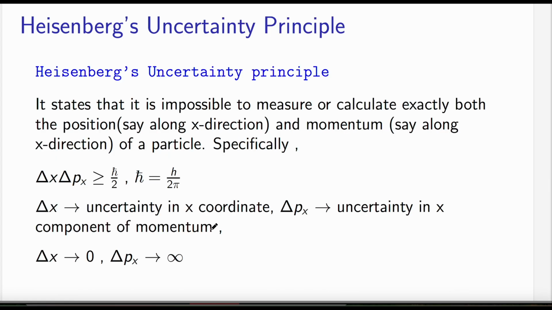So next we are going to do another aspect of quantum mechanics, which is called Heisenberg's uncertainty principle. This is again quantum mechanics. What we are doing now is quantum mechanics in bits and pieces. And this is a very important aspect of quantum mechanics.